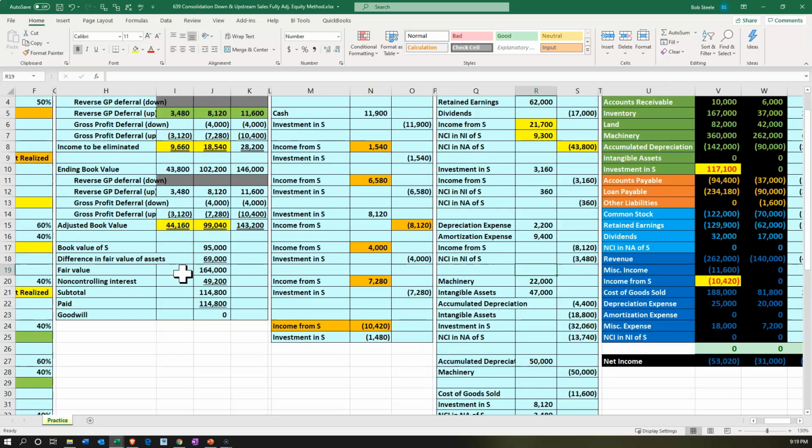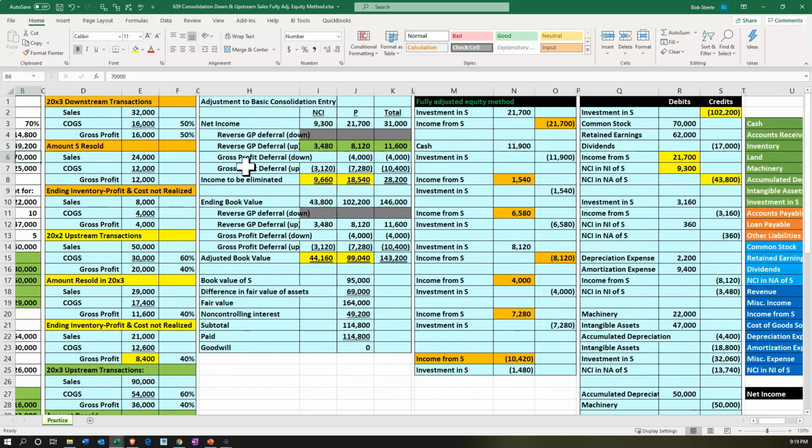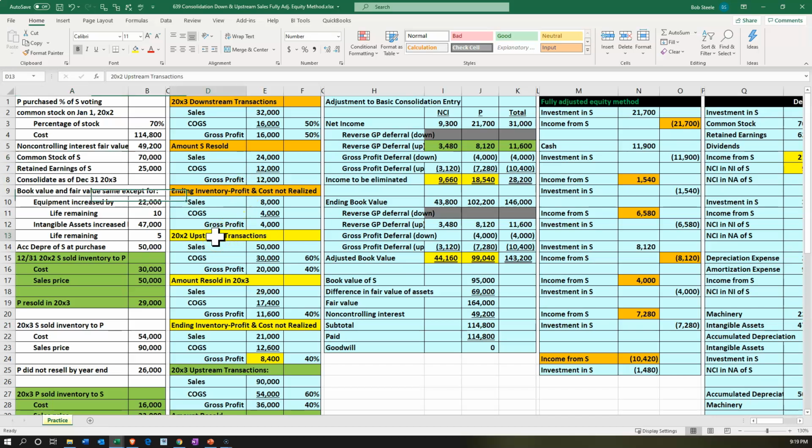Now the next entry you would think would be these two, and that's what we normally do here. And we'll be dealing with that. Well, first, notice we're going to have to deal with this kind of funny transaction here we had once again, the 2000X2 upstream transaction that wasn't sold.